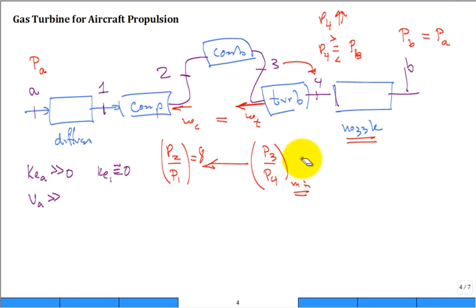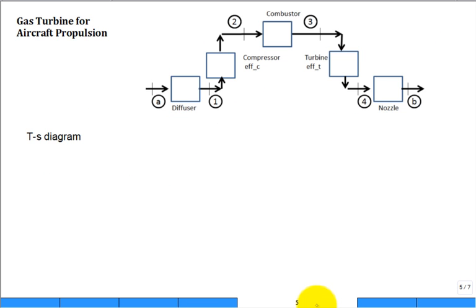All right. Now the other thing I want to do is sketch the states on a TS diagram to help us. So let's do this. Move to a clean illustration. These are the same components: diffuser, compressor, combustor, turbine, nozzle. Right here I emphasize that you could have the compressor isentropic and the turbine isentropic efficiency.